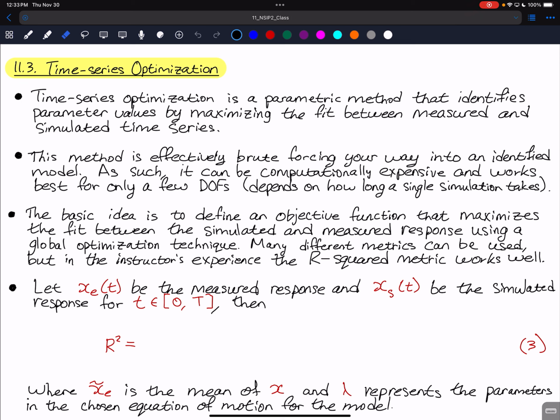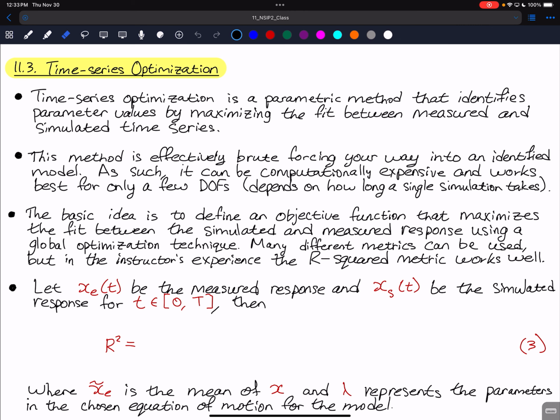All right, so the basic idea is that we're going to try and define some objective function that ultimately will maximize the fit between the simulated response and a measured response. And then you're generally going to want to use a global optimization technique for this. You can use many different kinds of metrics. What I have used most often and found to work quite well is just the plain old R squared that you learned in intro statistics.